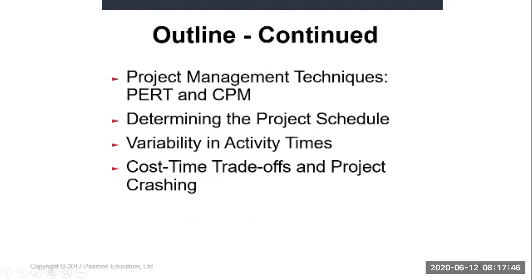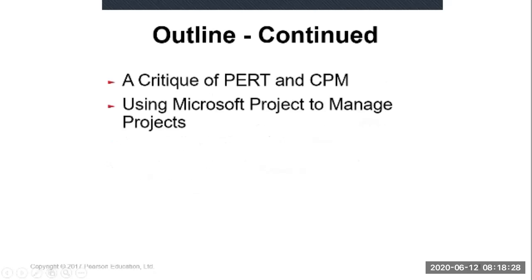Then I will explain two techniques in project management. First, program evaluation review technique, PERT, and CPM, critical path method. Then determine the project schedule and the variation in activity times. The cost-time trade-off, I will not explain that. We will not cover it in this chapter. This is what we call crash cost. Up to the variations in project activities here; this is not explained.